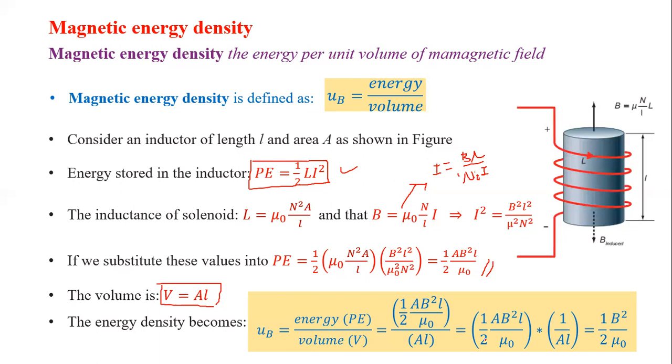Let's put these things separately. This is the energy, one half A B square l over mu not. Dividing by the volume A l, what remains is one half B square over mu not. This is what we call the magnetic energy density, one half B square over mu not, where mu not is the permittivity of free space.